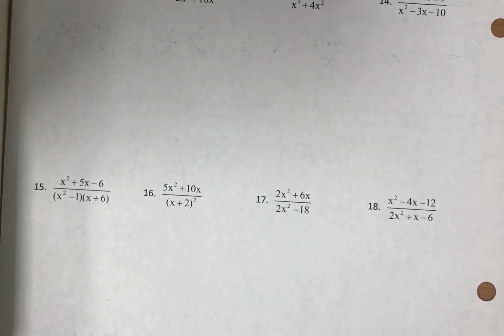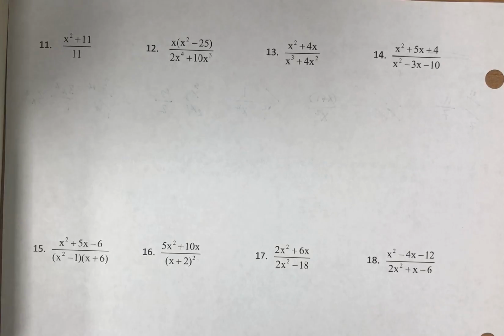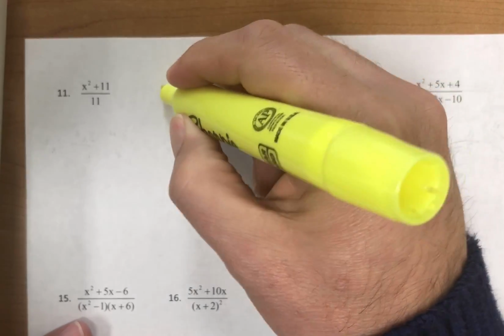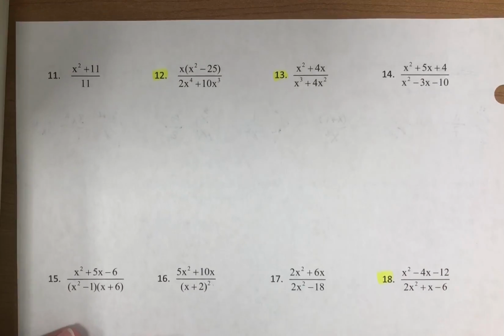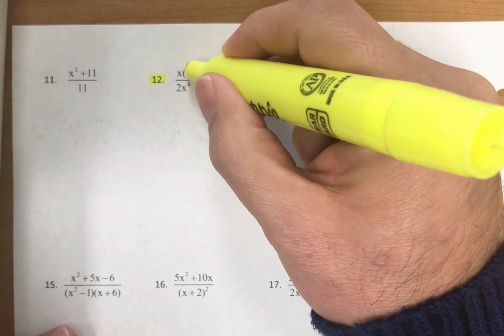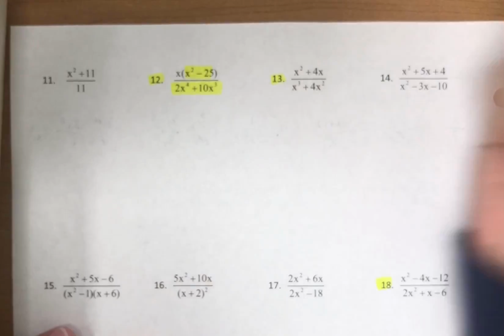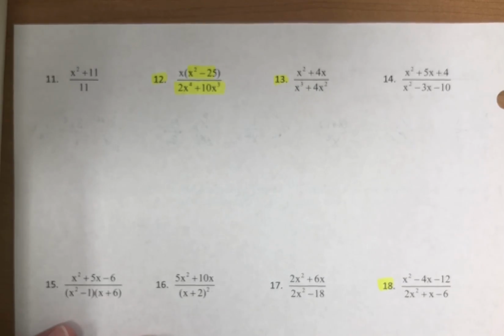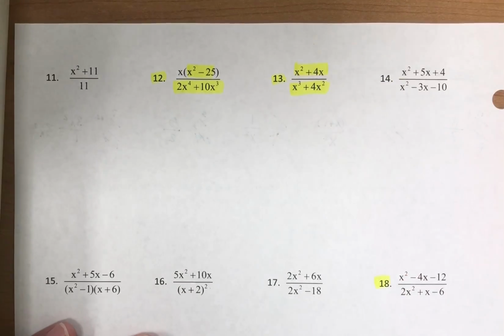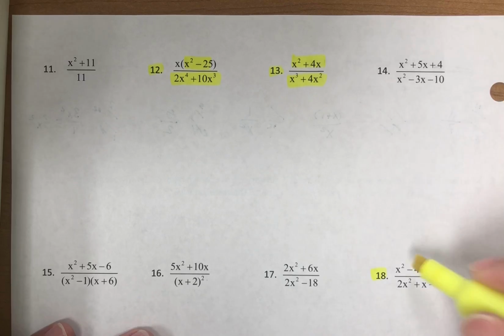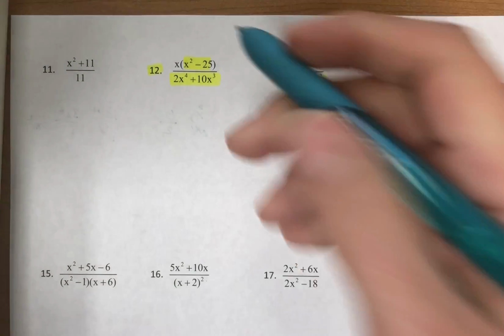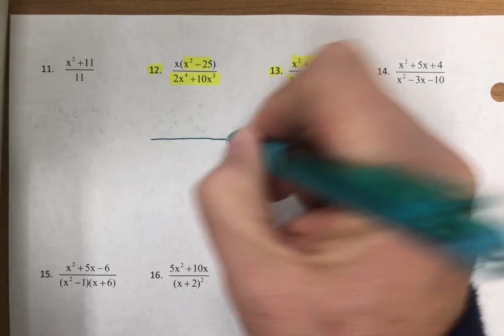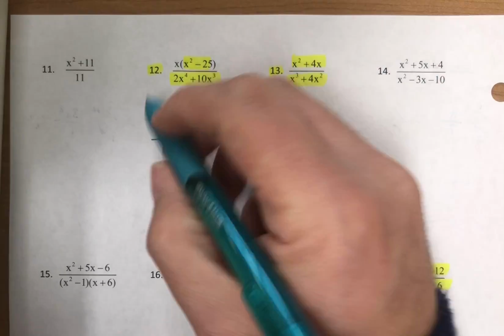On the back side, I'll work out a couple examples. I'll work out number 12, number 13, and we'll do number 18. So here I'm going to highlight what I can factor. For number 12, those are the things that I can factor. For number 13, I can factor both numerator and denominator. And then for number 18, also numerator and denominator. So I will factor, and I'm going to rewrite the rational factored.